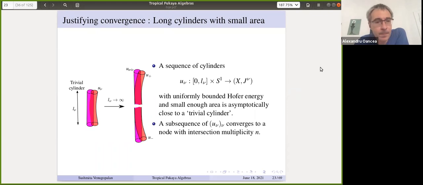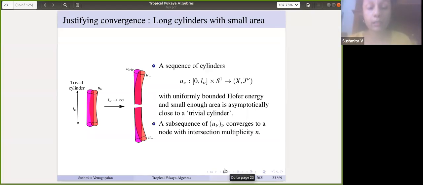Okay. So if we have this sequence of cylinders with small area, then they are asymptotically close to a trivial cylinder, and a subsequence of these cylinders converges to a node with an intersection multiplicity. So this picture is just restating the same fact from the previous slide.